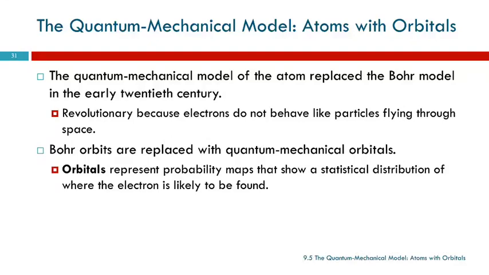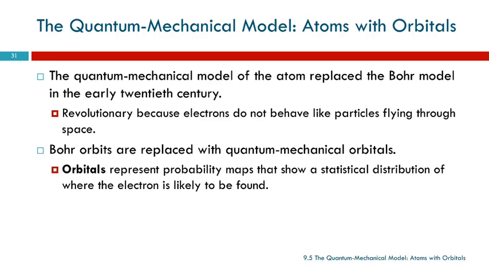Okay, quantum mechanics. The quantum mechanical model replaced the Bohr model in the early 20th century. It was revolutionary because in the quantum mechanical model, electrons are not behaving as particles. The Bohr model had orbits. The quantum mechanical model has orbitals.